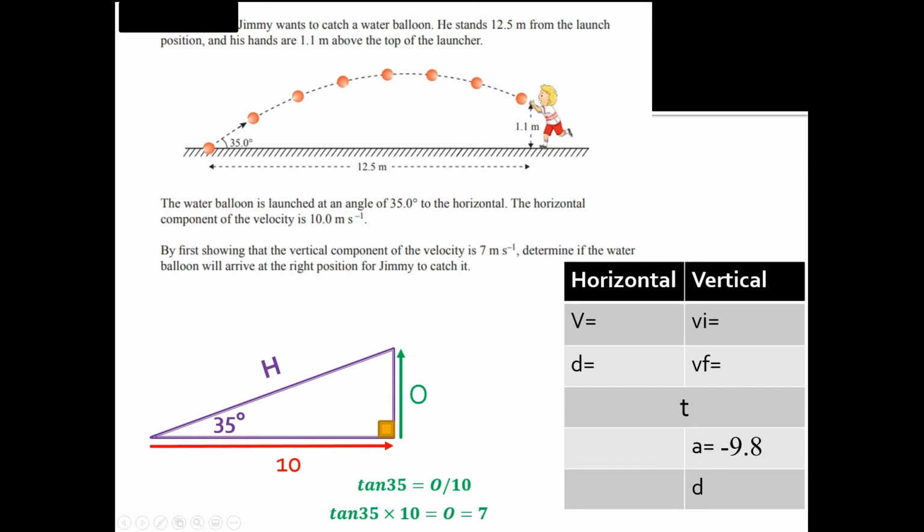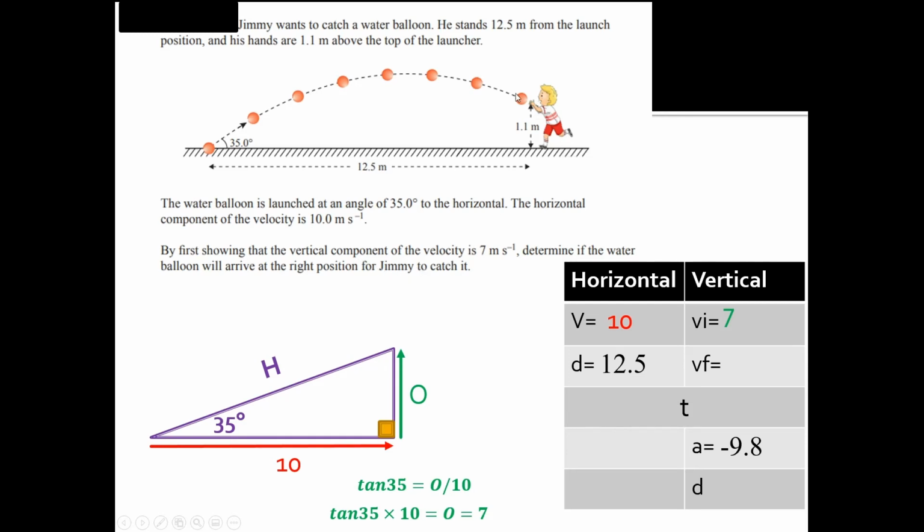Now we can start filling in the rest of our information. We know that our horizontal velocity is 10 and our initial vertical velocity is 7 meters per second. Is there anything else that we know? Well, we do know this distance is 12.5 meters. What is that? That is our horizontal distance. Do we know what our distance in the vertical is? Well, actually, this is a bit of a trick question. It says we want to try to find if the water balloon will arrive at the right height, at the right position for Jimmy to catch it.